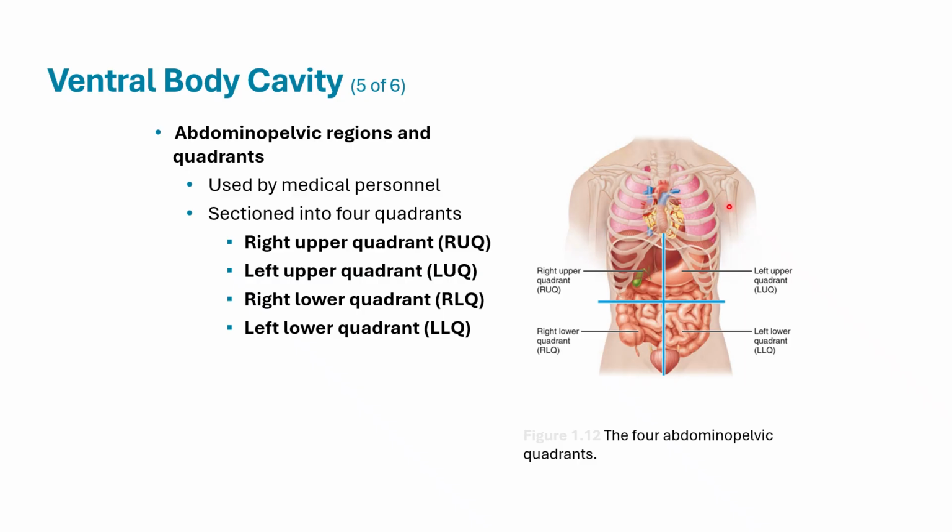Basically, they take your torso, put a vertical line down the middle and a horizontal line usually at the belly button, and now we have the patient's left upper quadrant, the patient's right upper quadrant, the patient's right lower quadrant, and the patient's left lower quadrant. Remember, we're always going by the patient's right or left.